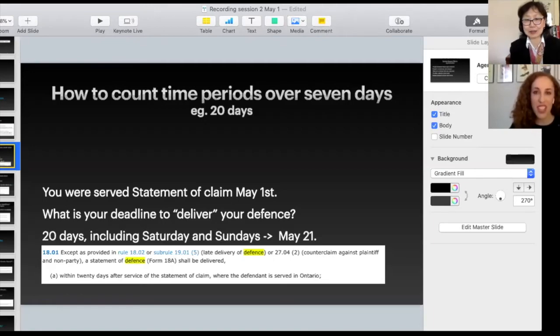The first question to ask yourself is, how many days am I being required to count? Because if it's over 7 days, then you include all the holidays. And when it's under 7 days, you don't count the holidays. So when you're counting 3 days, if there's a weekend, you wouldn't count that. So the first question is how many days am I being asked to look at? Is it over or under 7 days?